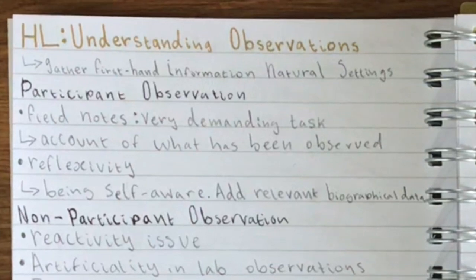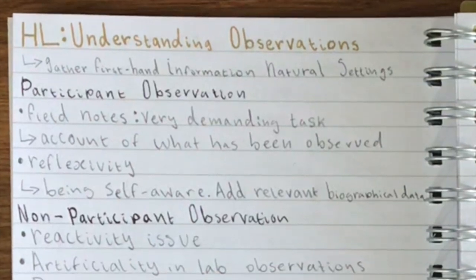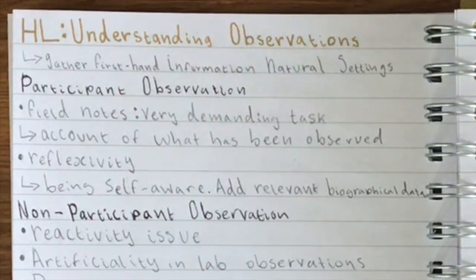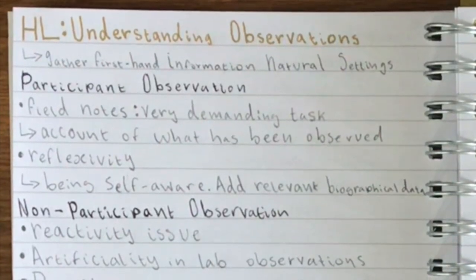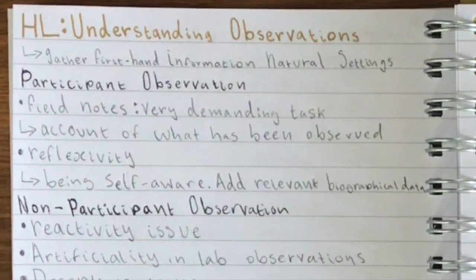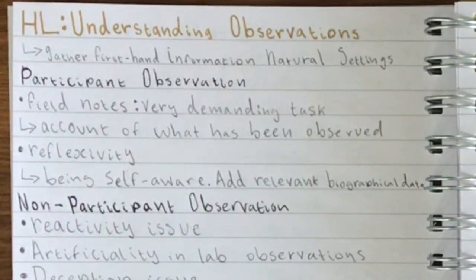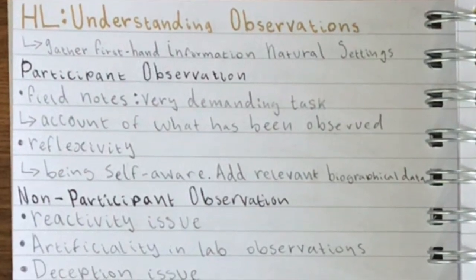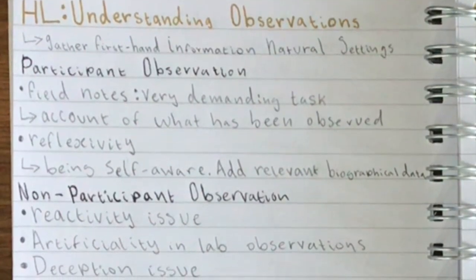So, Understanding Observations. The aim is to gather first-hand information in natural settings. There are different types of observations, being participant observations and non-participant observations, and then a participant observation can either be covert or overt, and a non-participant observation can either be covert or overt.